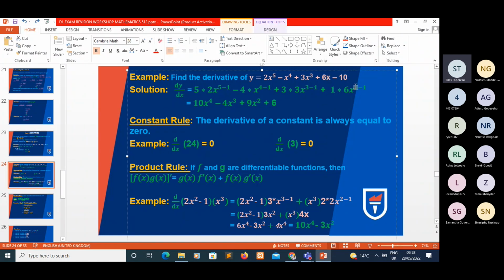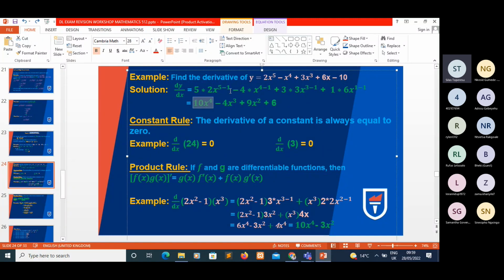1 minus what? Minus 1. This one doesn't have x, so I throw it away. When I'm differentiating, I throw it away. So now I'm solving this one. Solving this one is simply going to be 5 times 2, then get me 10. 5 minus 2 here gets me 4. That's how I get 10x to the power 4.